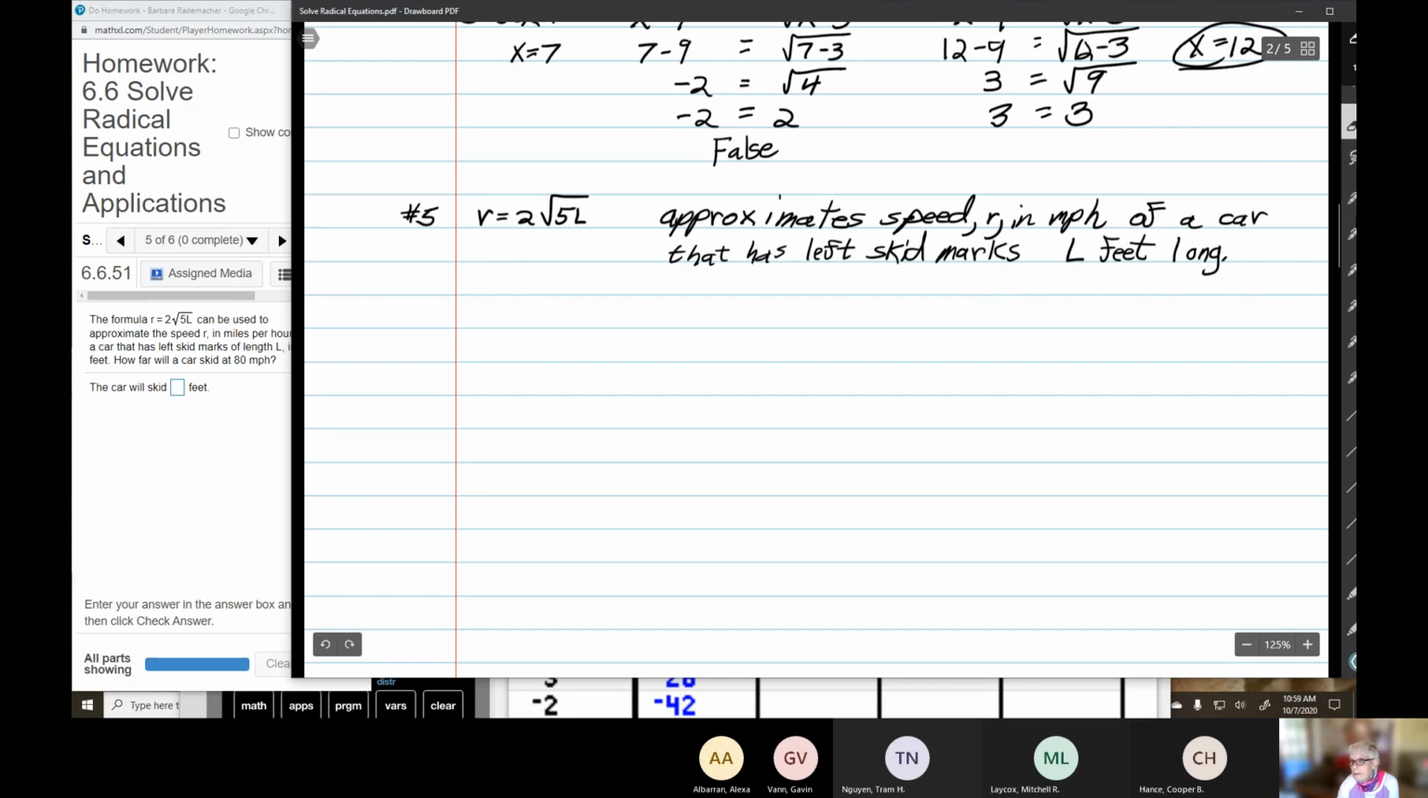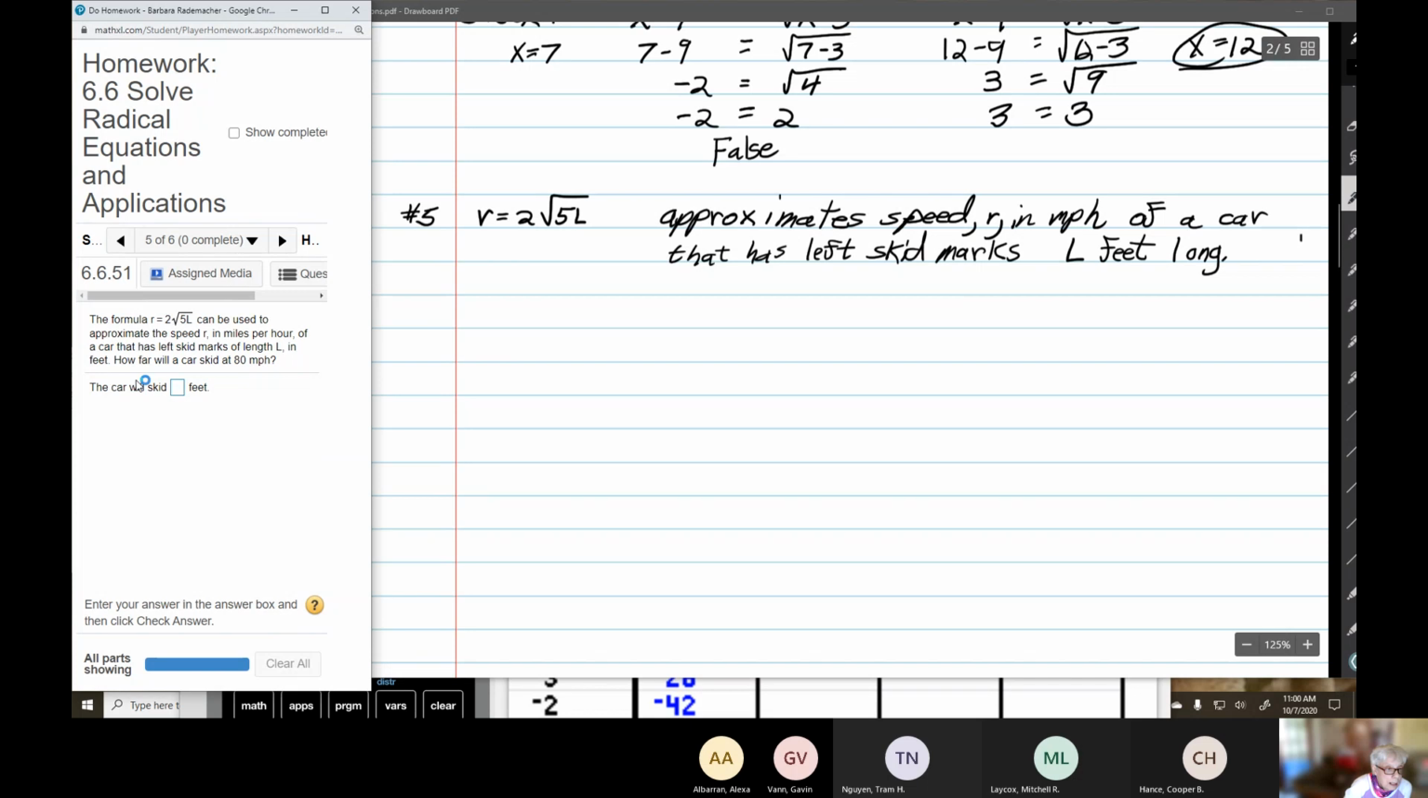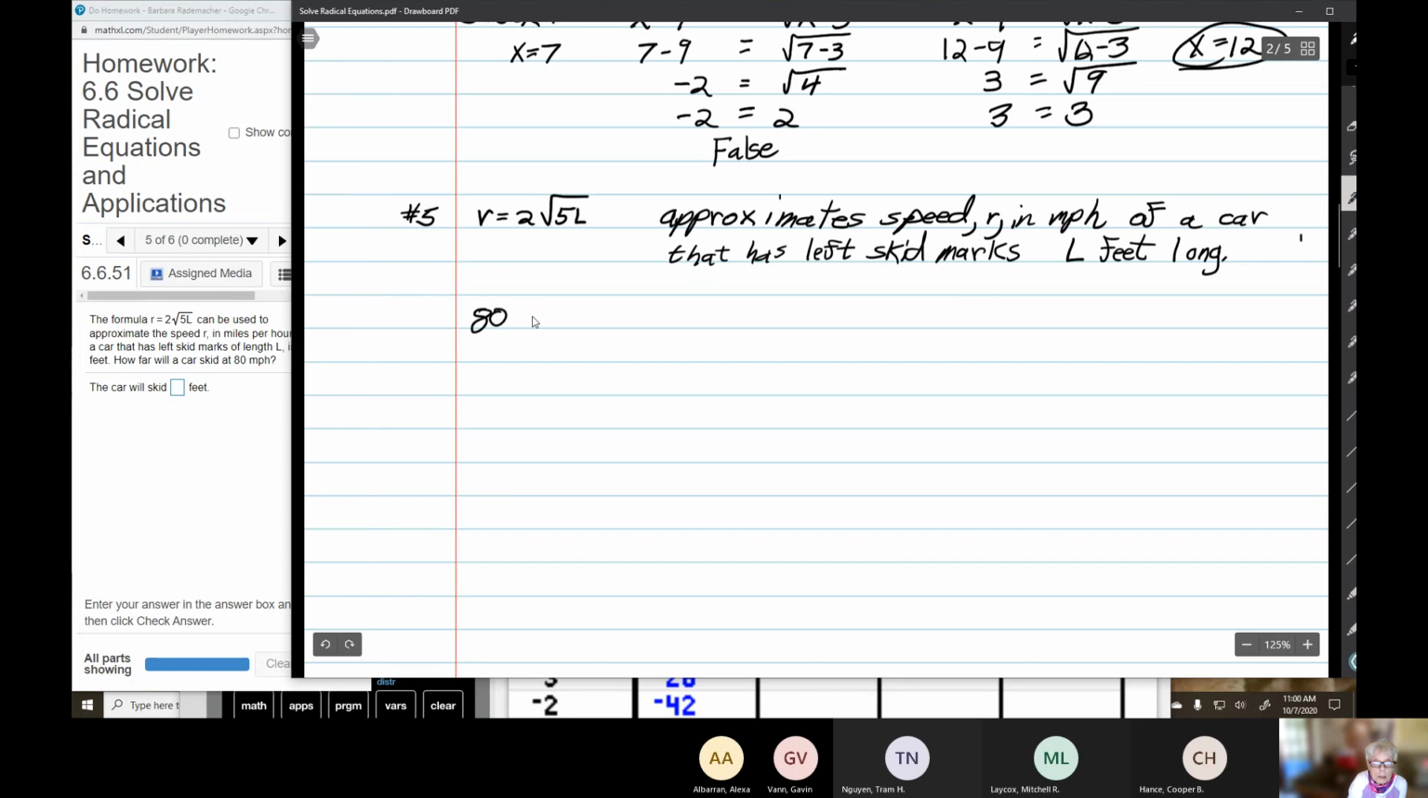For those of you who are thinking of going into criminal justice, you'll be using this, I think. Probably it's in a computer, a small little computer. How far will a car skid at 80 miles per hour? r is the speed, so what we're going to have is 80 miles per hour equals 2 times the square root of 5 times L. And we're going to find out.